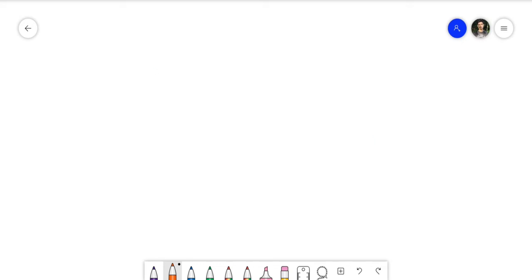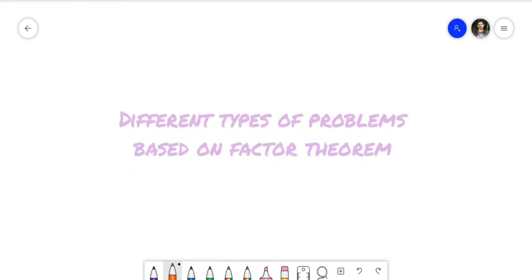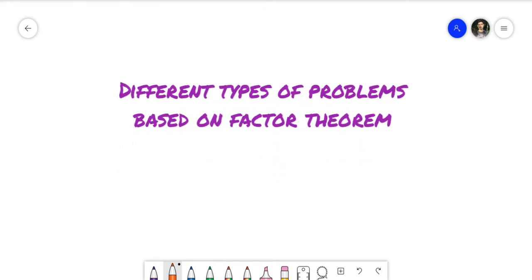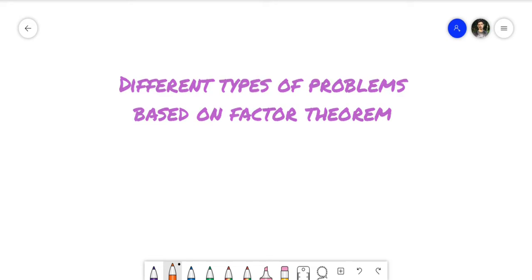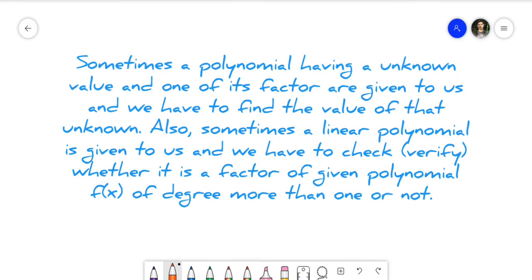So now we'll be doing different types of problem based on the factor theorem. We'll be doing this. So listen to me properly. Sometimes a polynomial having unknown values and one of its factors are given to us when we have to find out the value of that unknown. Unknown means we don't know that one.